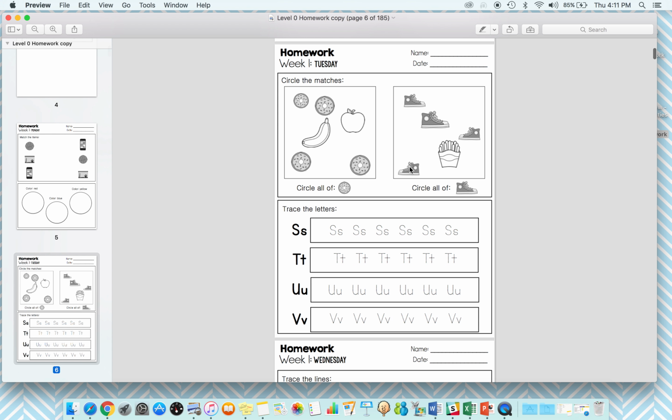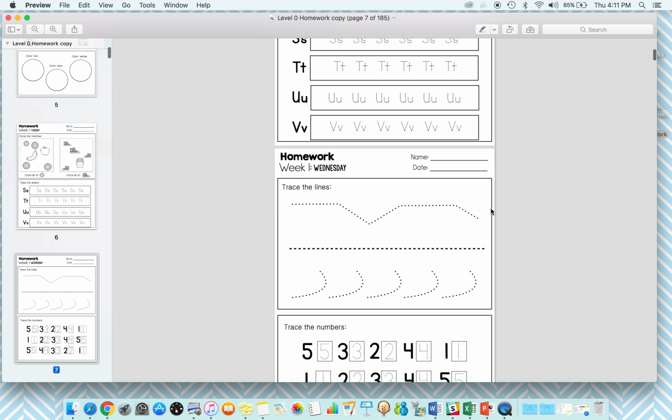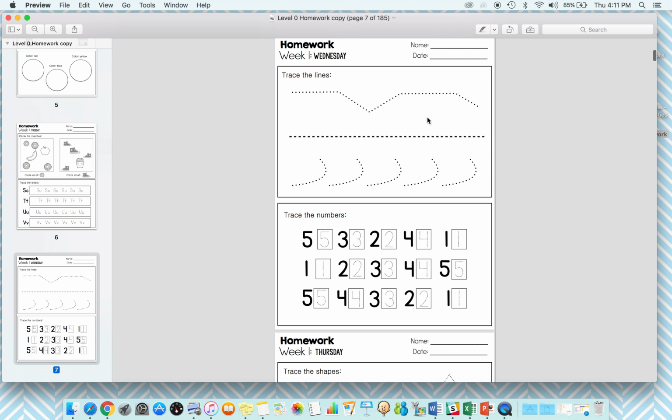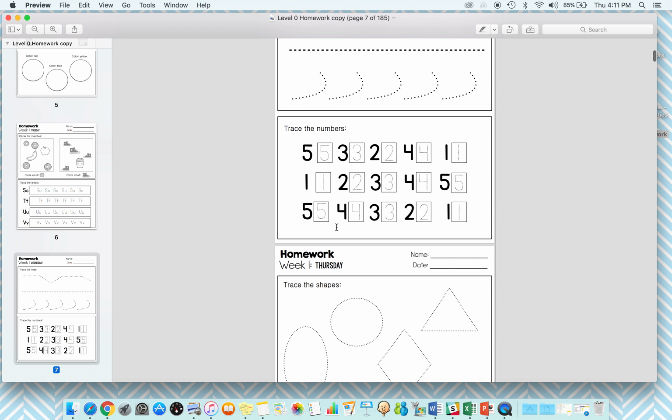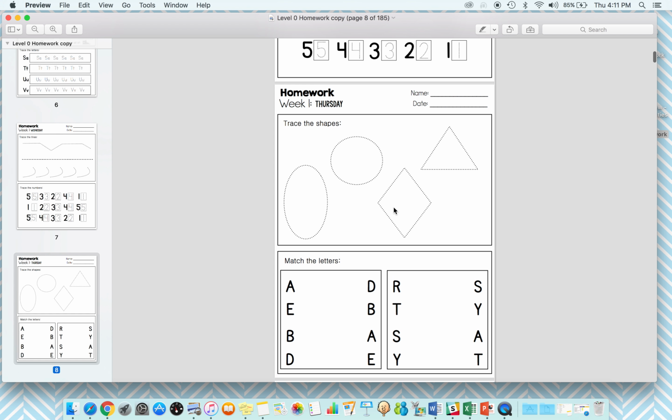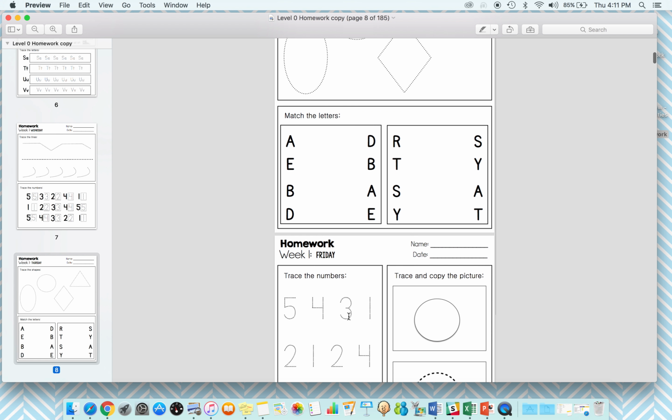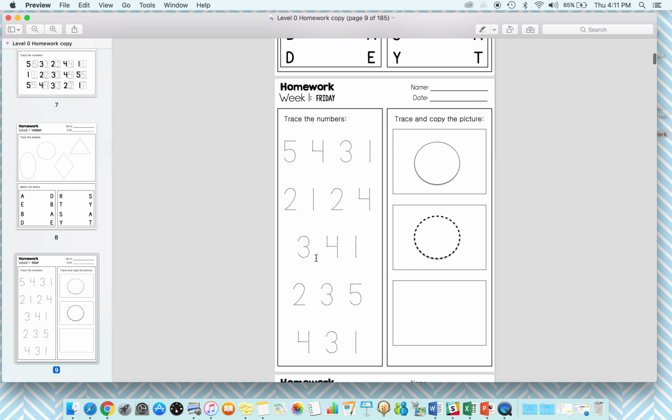Three coloring activities. Tuesday is circling the matches with this format, tracing the letters. Wednesday is a fine motor trace and tracing numbers. Thursday is focused on shapes and matching letters. Friday is focused on numbers and then this graduated copying the picture. So starting with the complete shape, the dotted line, and then maybe fading to doing it yourself.